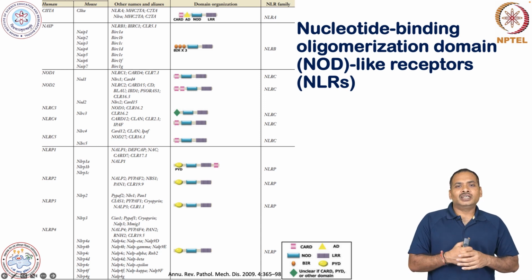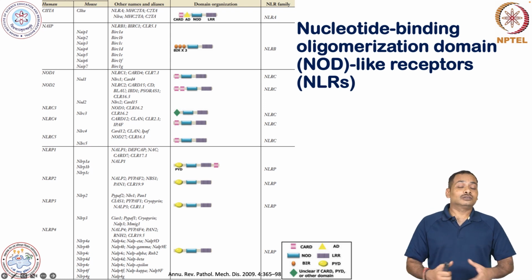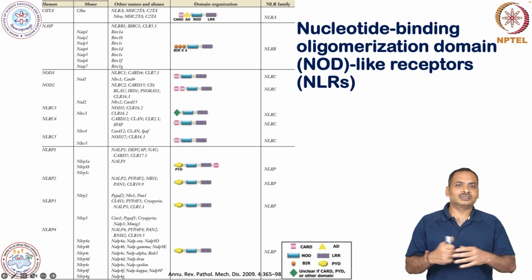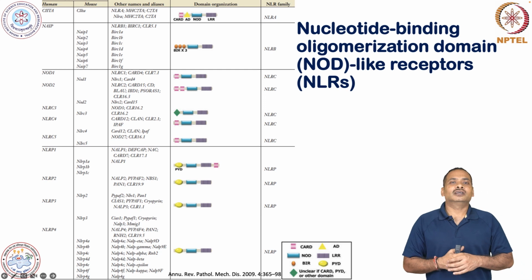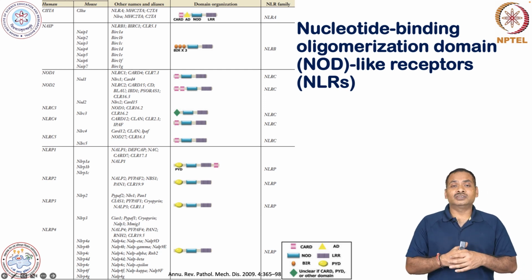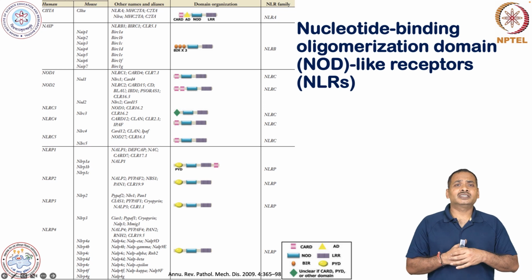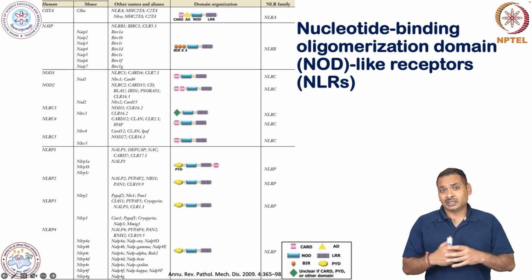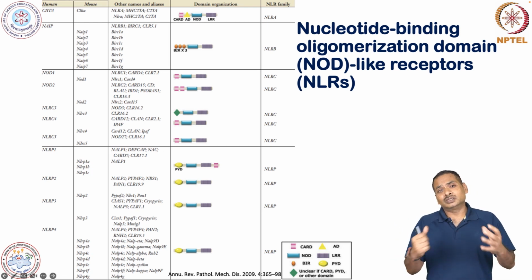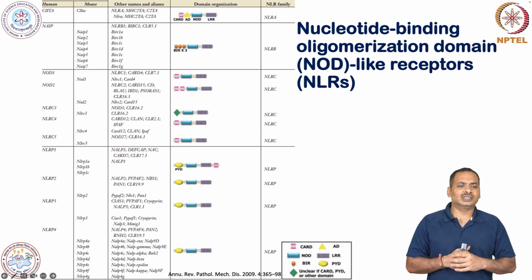Among all these NLRPs, NLRP3 is very well characterized. It is extensively characterized. Everything we know about NLRP3: the mutations associated with that protein, the type of ligand by which this NLRP gets activated, how it gets activated, and what the other proteins are which interact with NLRP3. Everything is quite well characterized.